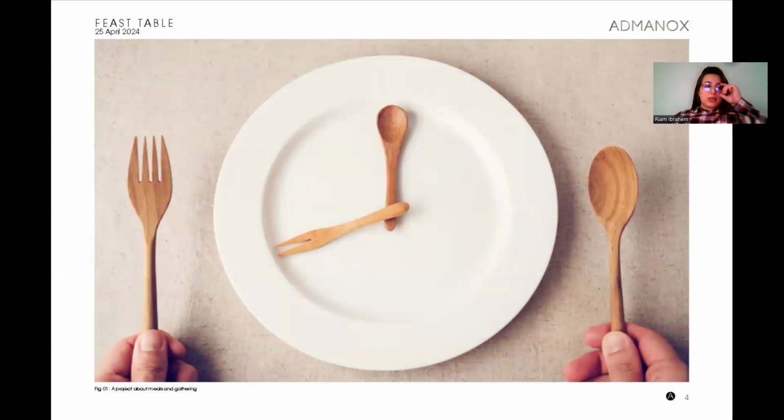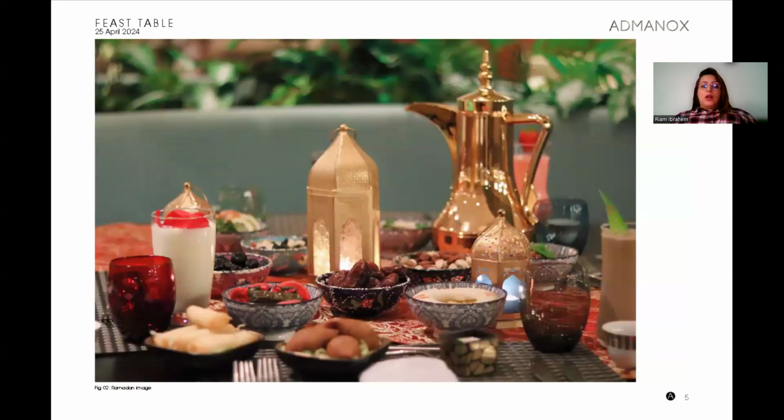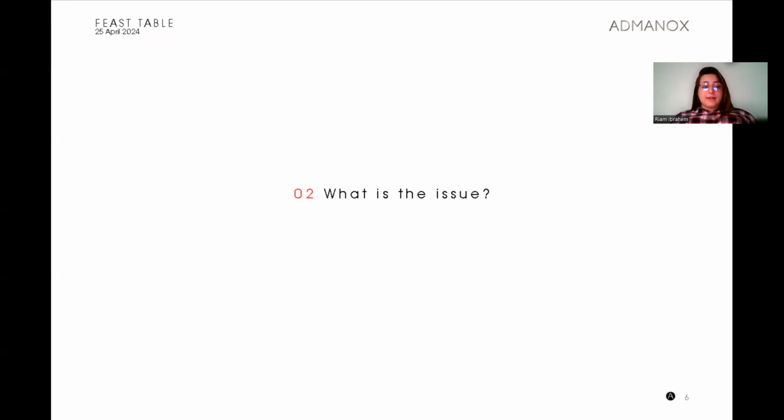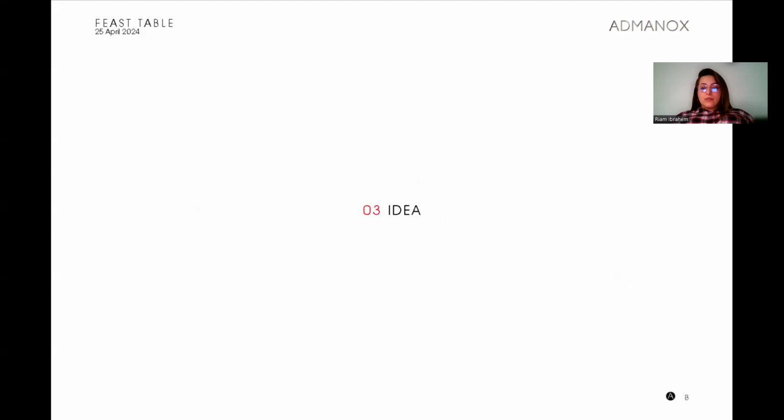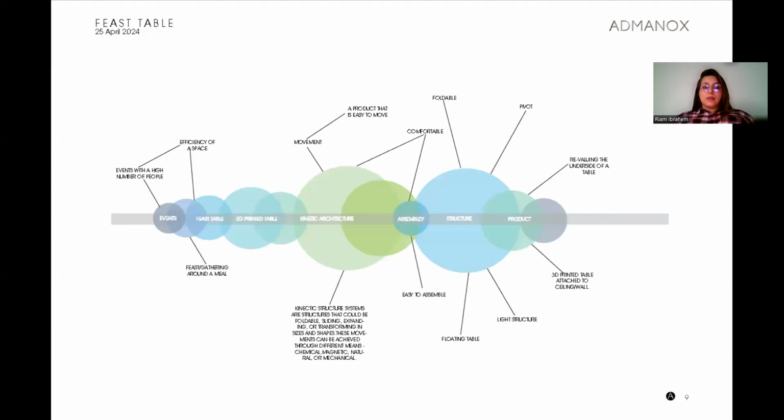As you know, the project is about gathering around one meal and special events, holy events. And the feast table solves the issue of small spaces with a large number of people. So the idea is about events with a high number of people, efficiency of space, feast and gathering around one meal.